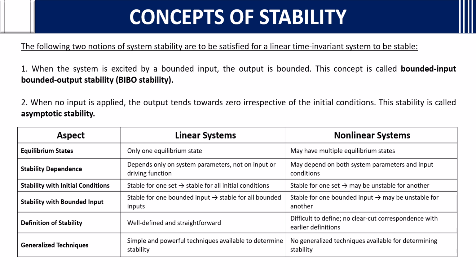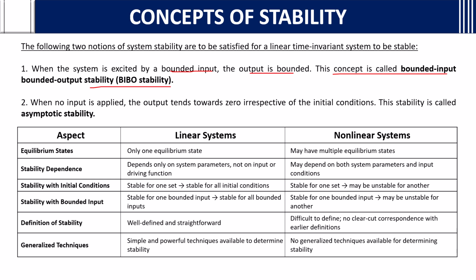The following two notions of system stability are to be satisfied for a linear time invariant system. Linear time invariant means the system does not vary with time. For a time invariant system to be stable, when the system is excited by a bounded input, the output is bounded. This is called bounded input, bounded output stability. If the input is bounded, then the output is also bounded. This concept is called bounded input, bounded output stability.